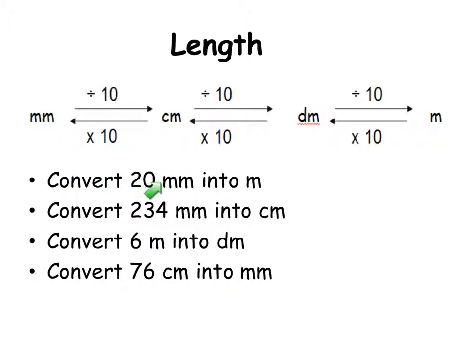So if I'm asked to convert 20 millimeters into meters, I could either just hop along here. So 20 millimeters into meters, divide by 10, divide by 10, divide by 10, and divide by 1,000.